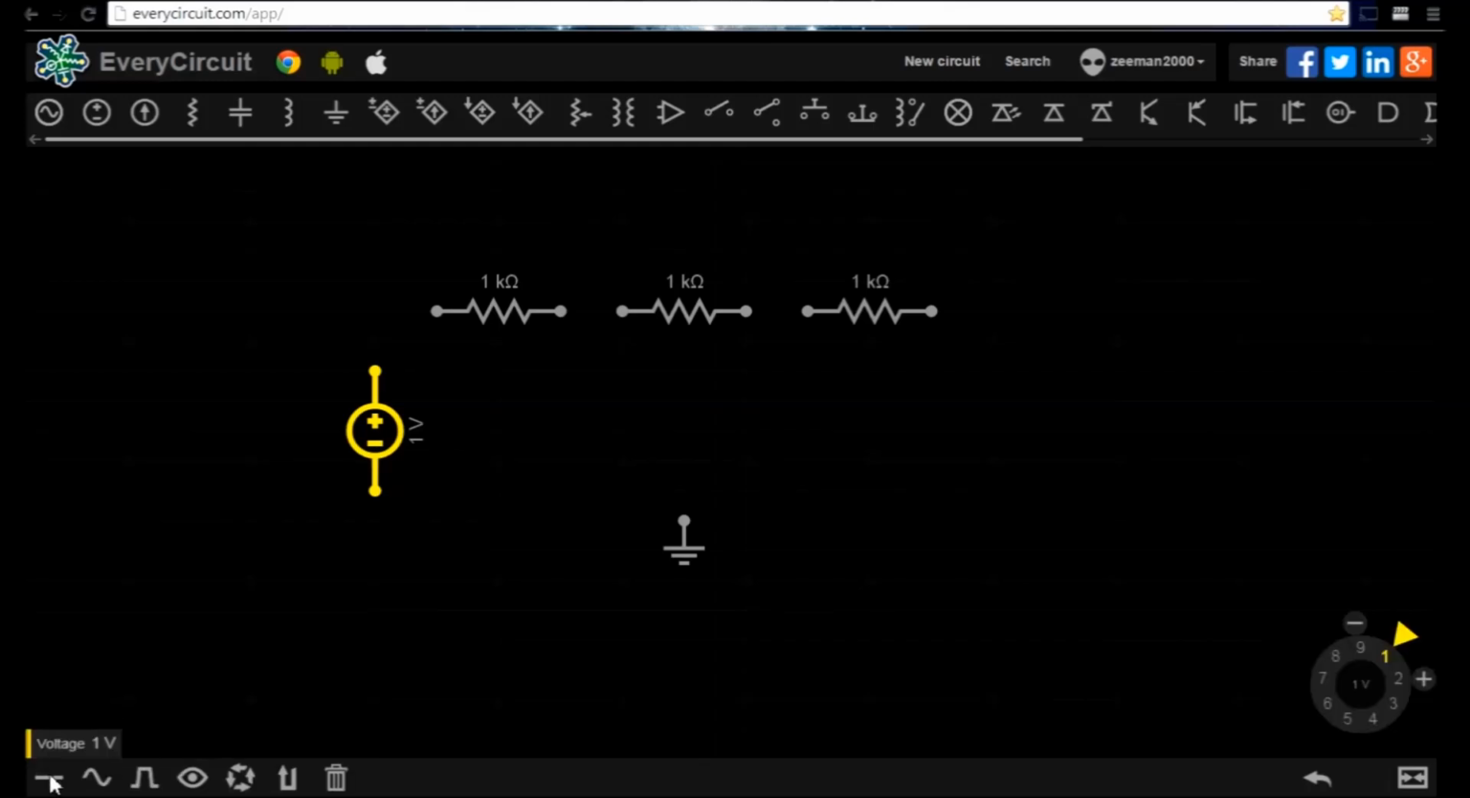Let's now create a simple resistor series circuit in the simulator and look at how the voltage and current are affected. We will use 3 resistors and a power supply which we will set to 24 volts. To create the series circuit, we place each resistor in line with the next and connect it with the power supply.